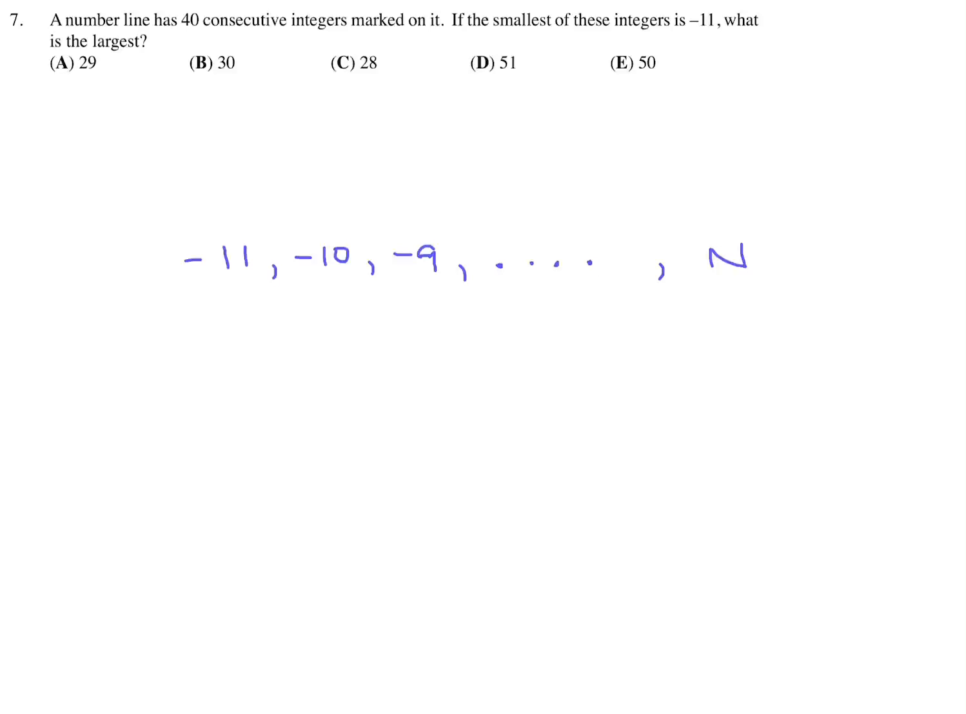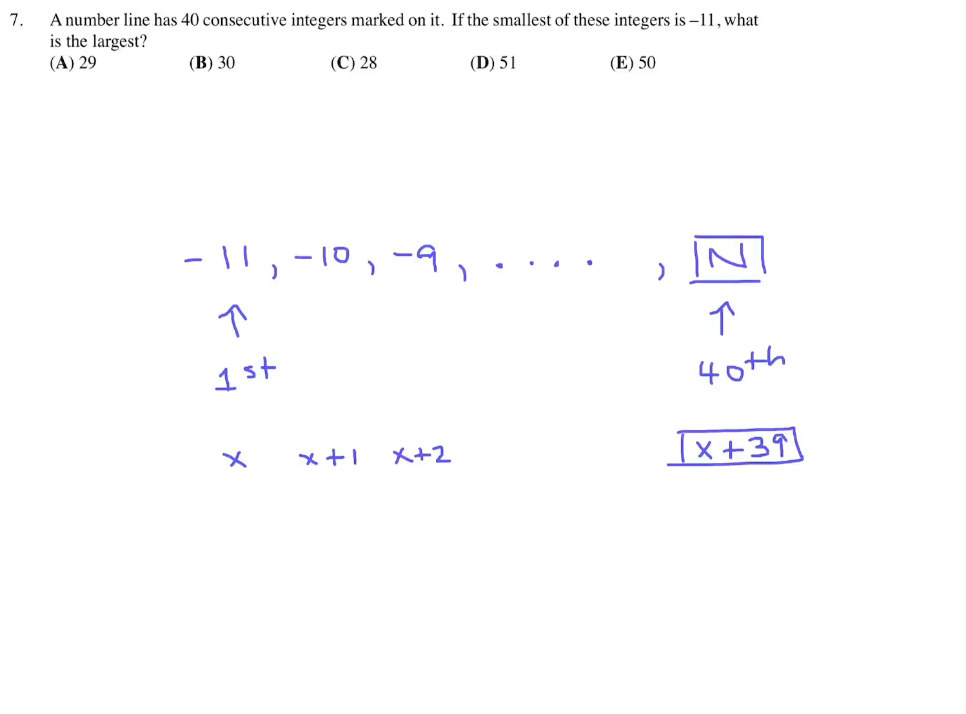It's 40 consecutive integers. So if this is the first one, this will be the 40th one, correct? So if this was, say, x, this will be, careful now, not x plus 40, but x plus 39. All right, because this is x plus 1, this is x plus 2. Okay, so x plus 39 is our value for n, which is the largest.